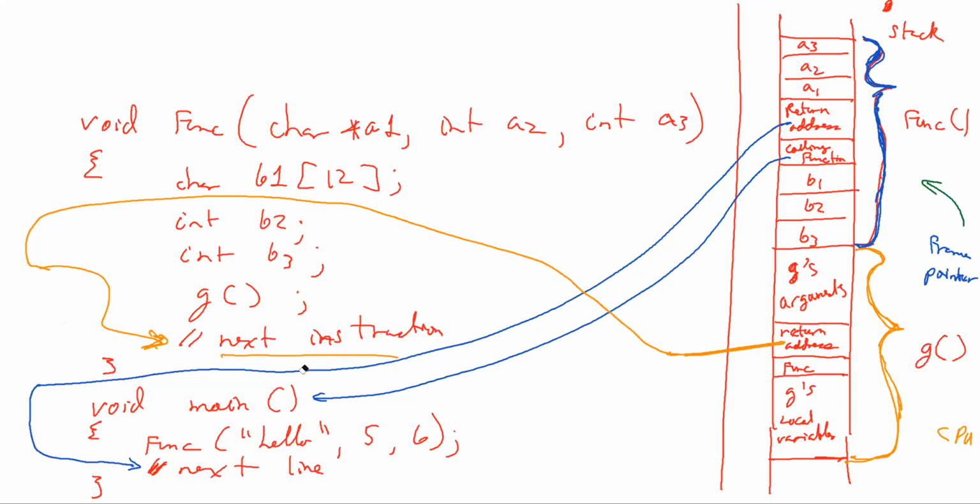The problem is, what's the problem? If you were able to change this return address to something else, again, think about it. The CPU is ready to execute a command or instruction, so it just needs an address.